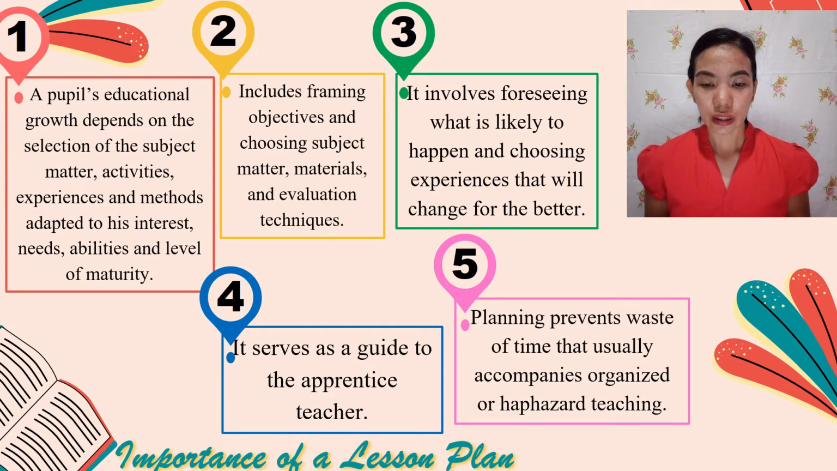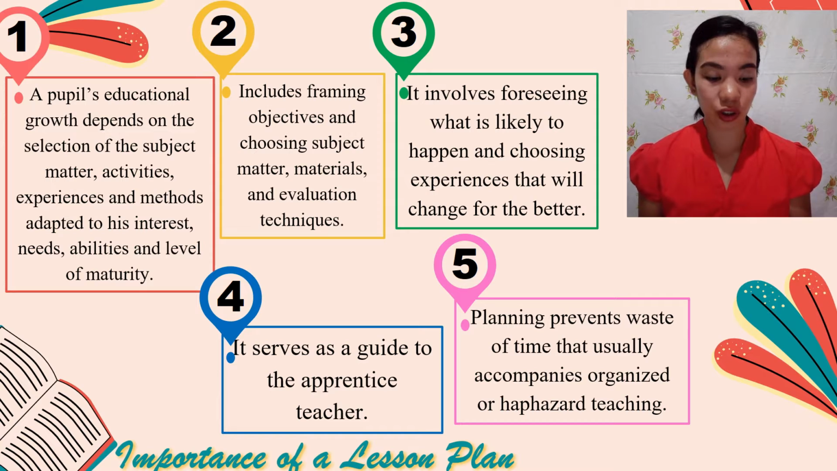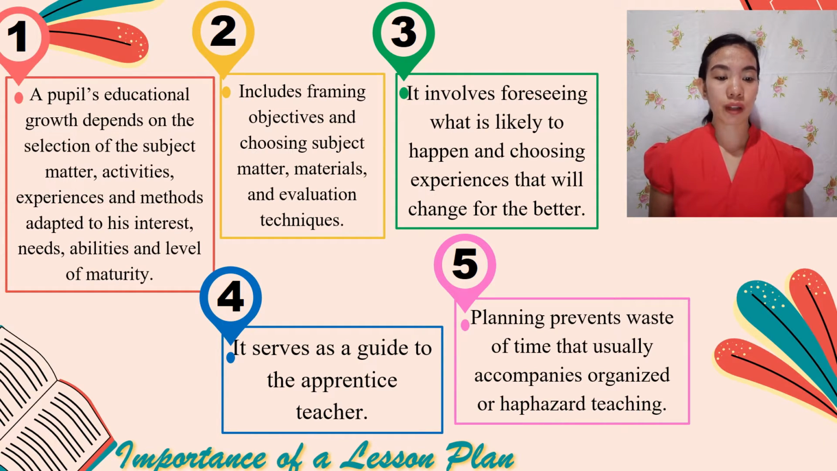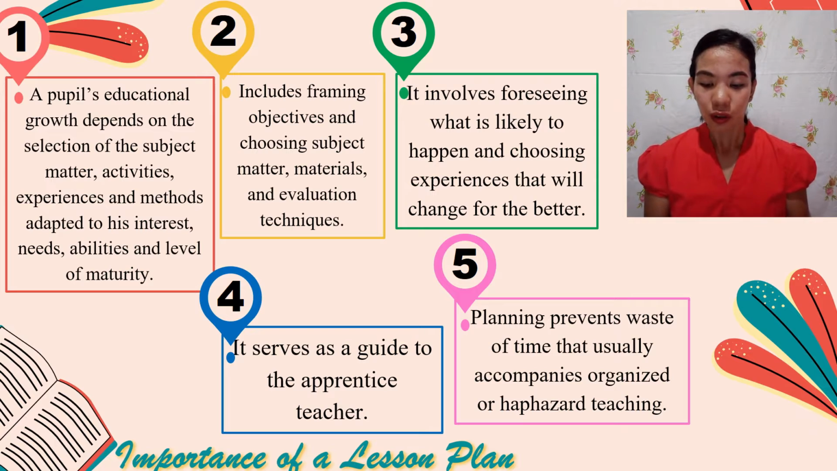Number 2 includes framing objectives and choosing subject matter, materials, and evaluation techniques. So a teacher must prepare and organize all of these things to have a successful teaching and learning process. Number 3, it involves foreseeing what is likely to happen and choosing experiences that will change for the better. So foresight contributes to good teaching, which incidentally is the aim of every teacher.